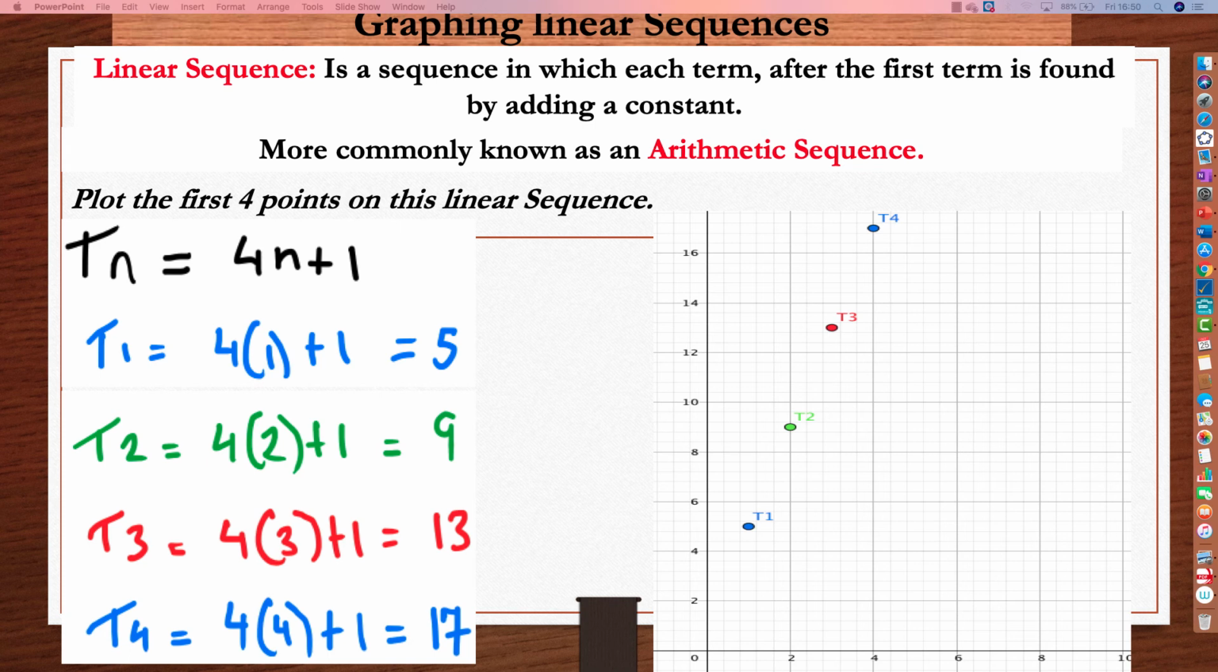Alright? So what I want you to do, with that in mind, is for Tn equal to 3n minus 2, I want you to plot it. Find the first 4 points first of all, and then plot it. So very like what's been done before. I want you to do the exact same as what's done up there, except do it for 3n minus 2. Find the first 4 points and then plot on the graph.